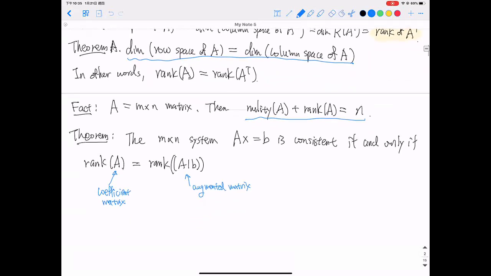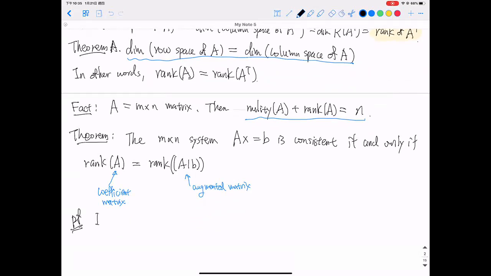So that's again, the content of the theorem tells you that a linear system AX equals B has a solution if and only if there's some equality involving the rank of its coefficient and augmented matrices. Okay, this we can fairly easily prove.